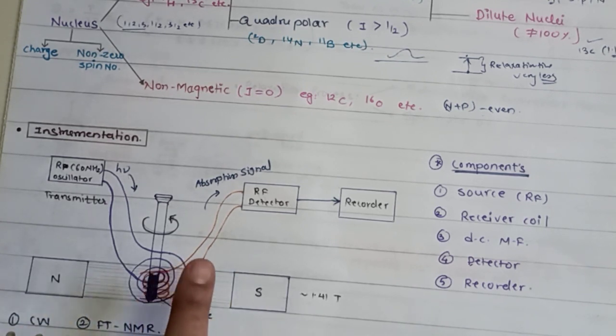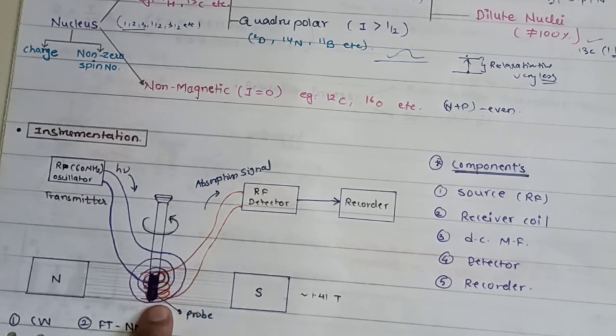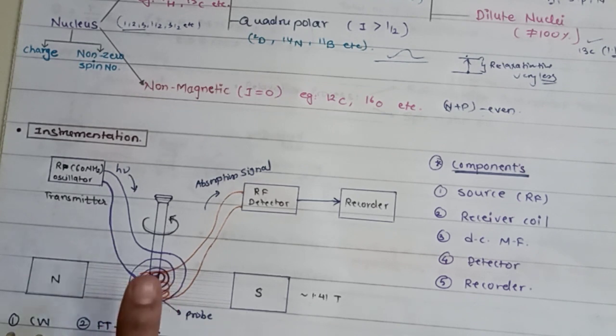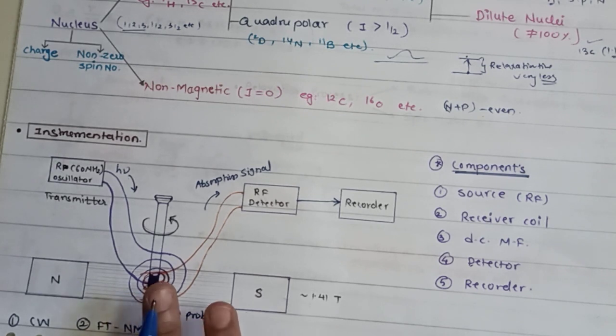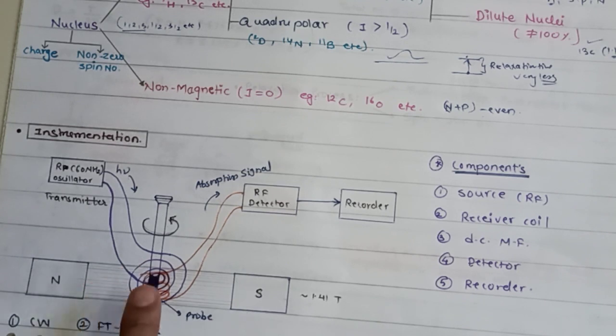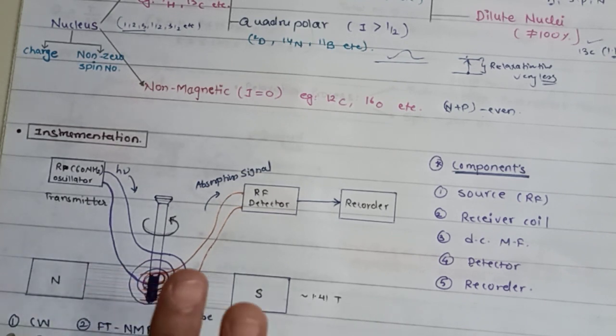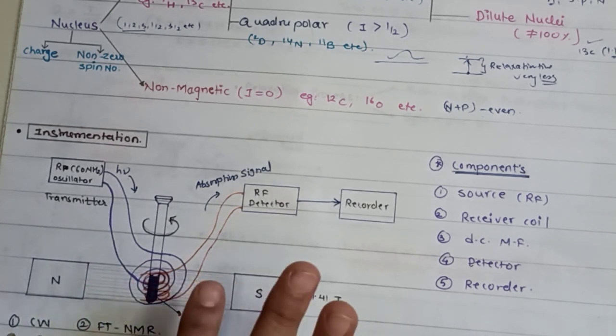So one should ensure that the sample is free of magnetic impurities, as these can distort the magnetic field and hence degrade the spectrophotometer resolution. So to get better resolution, the sample must be as pure as possible. Okay, the second thing is that the sample is going to be dissolved in a solvent. So the third point here in the instrumentation will be the solvent selection.